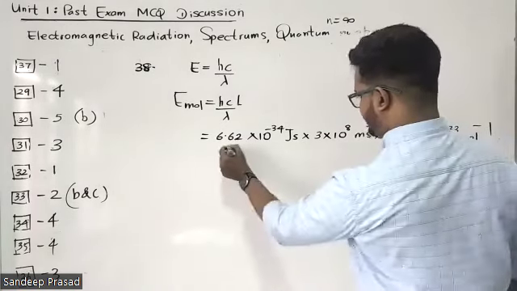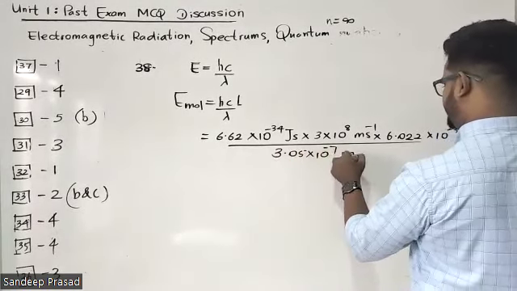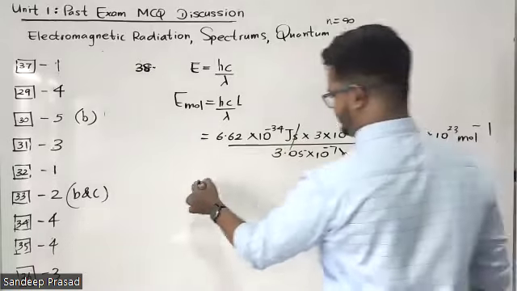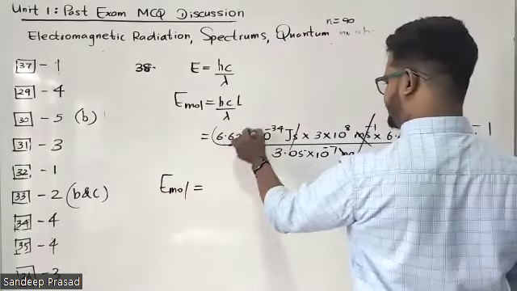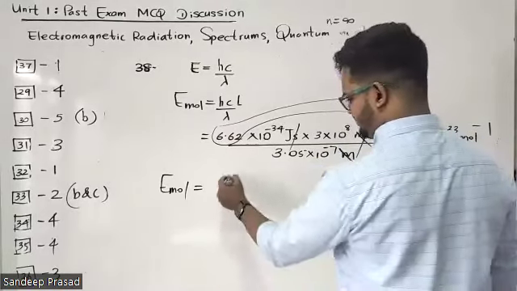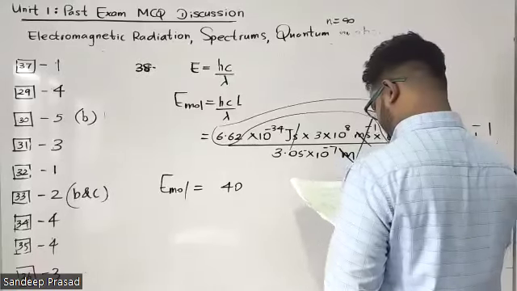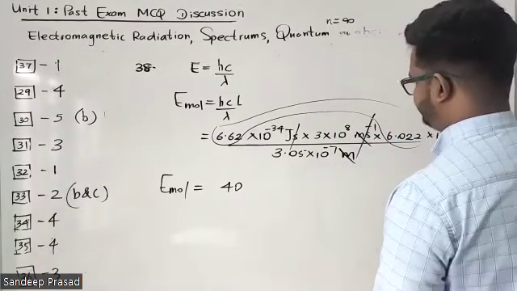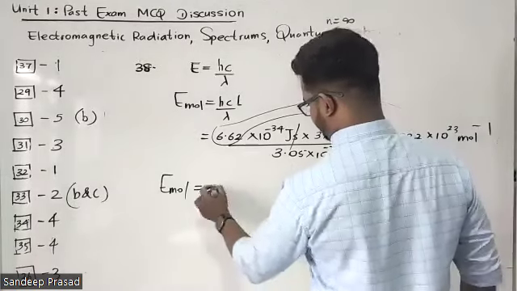Lambda is 305, that means 3.05 × 10 to the power minus 7 meters. Meters cancel off, second per second cancel off. Then we have E per mole equal to Avogadro's number and Planck's constant multiplication. This is 39.9, so we can take approximately 40. But here we can't take it like that, they are expecting the correct decimal value. So therefore, we have to do the simplification.